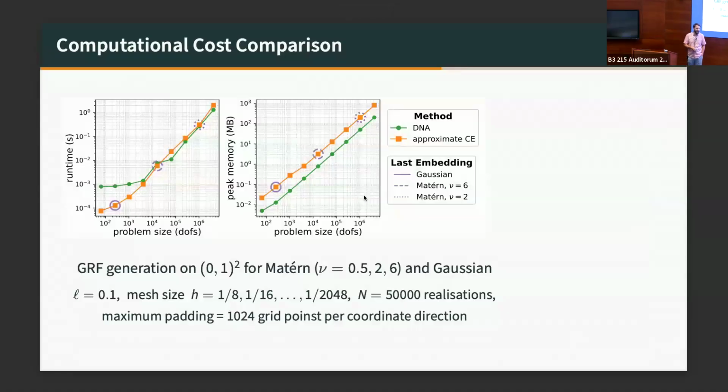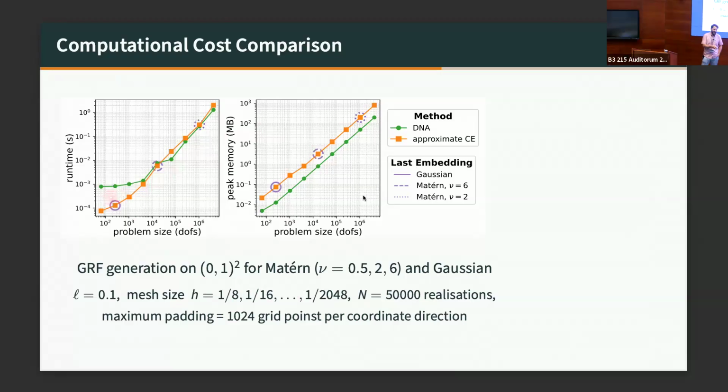So here is what it does in practice. We're comparing problem size, so degrees of freedom, how finely we sample the field. So we've got mesh sizes 1/8, so this is 8 by 8, 16 by 16, up to a 2000 by 2000 grid. We're just averaging 5,000 realizations here. And we're comparing the runtime of both the original circular embedding and our DNA approach, and the memory consumption.